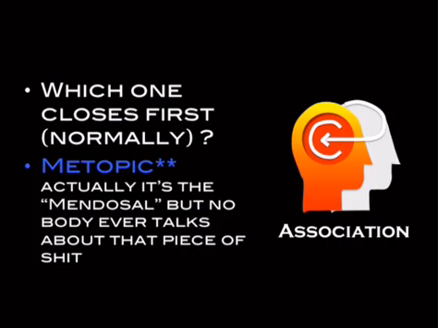Actually, it's this other one that nobody ever talks about or has even heard of. It's unlikely to be asked. That's the technical answer. If you dig around in anatomy books, that's what you'll read. For the purpose of real-life multiple choice, metopic closes first.